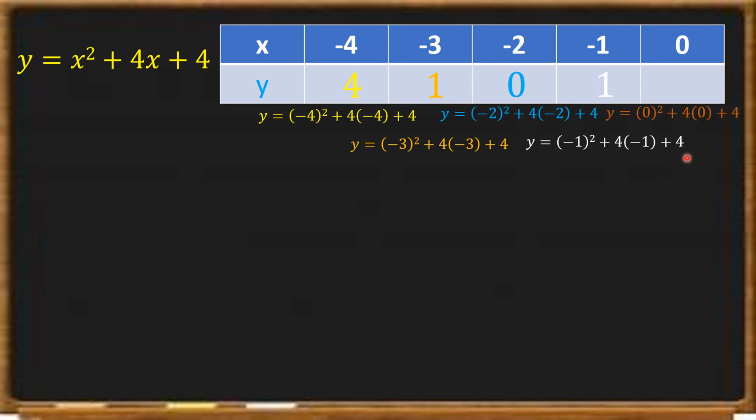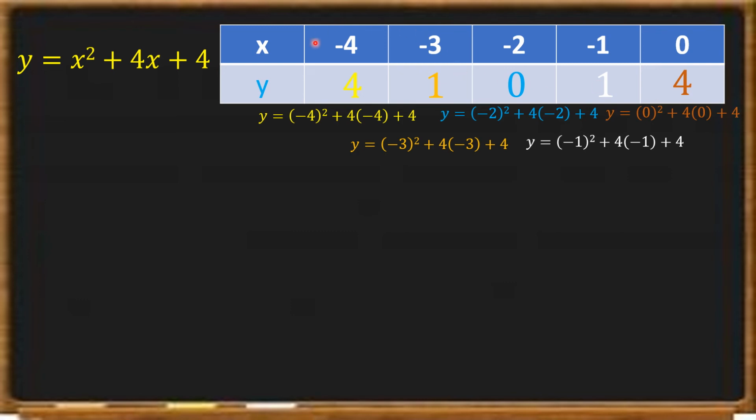And then for last, if x is 0, so y is equal to 0 squared plus 4 times 0 plus 4. So this is 0 plus 0 plus 4. So what is 0 plus 0 plus 4? It is 4.